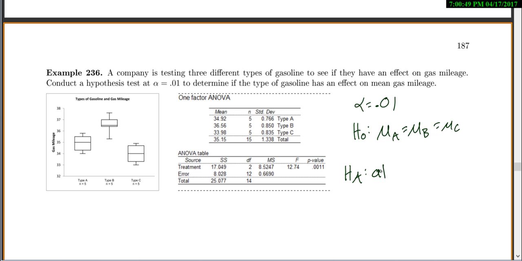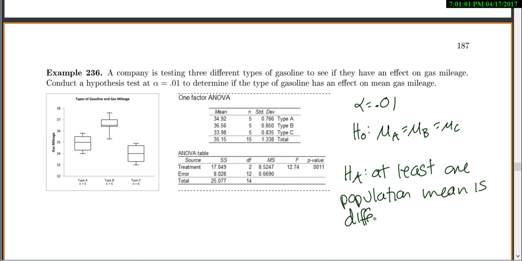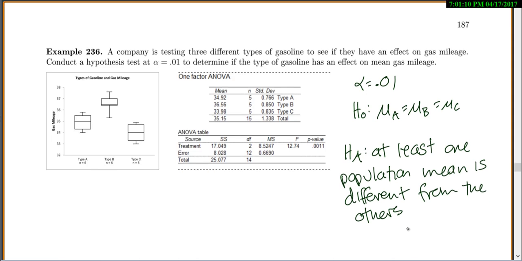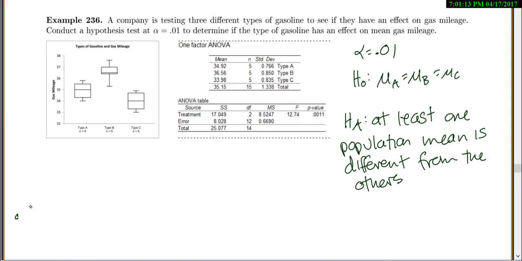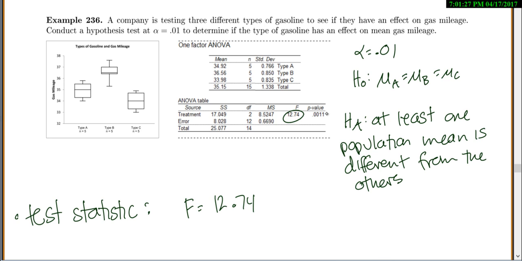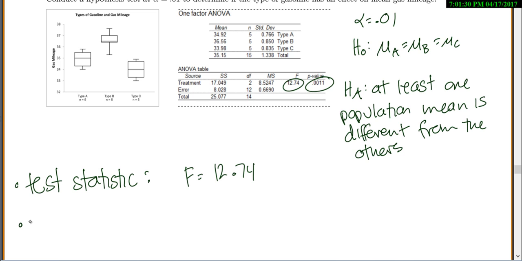And the alternative will be at least one population mean is different from the others. Then you need to look at your test statistic. So on the test, I do things like ask, what's your test statistic? And then all you have to do is tell me F equals 12.74. So there's F. And here's my p-value right next to it.